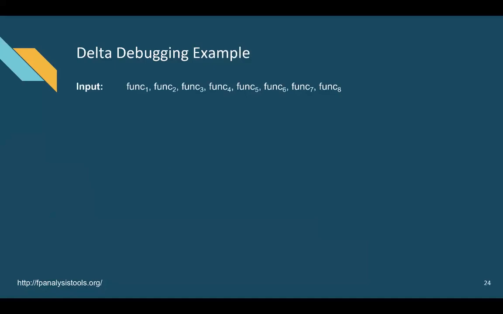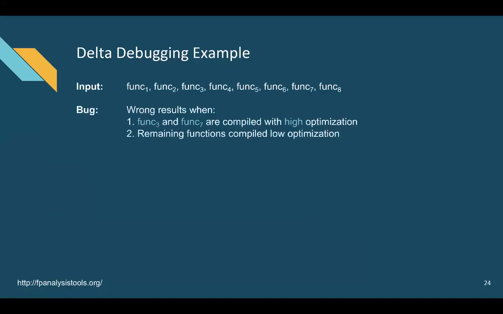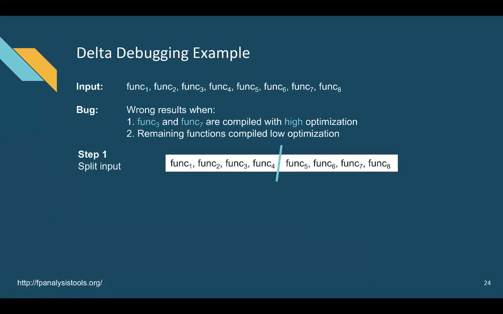So let's look at this example. Let's say we have a program that has 8 functions. This is our input. And let's say we get wrong results when function 3 and function 7 are compiled with high optimization, but the remaining functions are compiled with low optimization. Now, we don't know that function 3 and 7 are the problem, because we compile the entire program with high optimization, but the algorithm will find that 3 and 7 are the culprit.